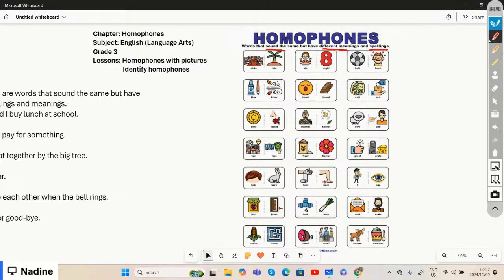So here I'm just going to look at about four. Eight. So we have eight and eight. So eight, it's like you're eating food. And here we have the number eight. Eight and eight. They sound the same, but the spelling and the meaning of the words are different.